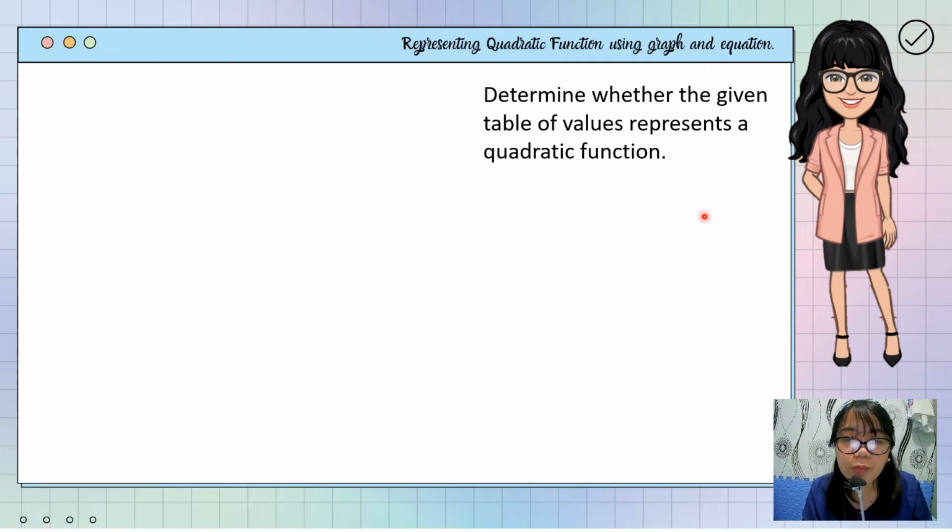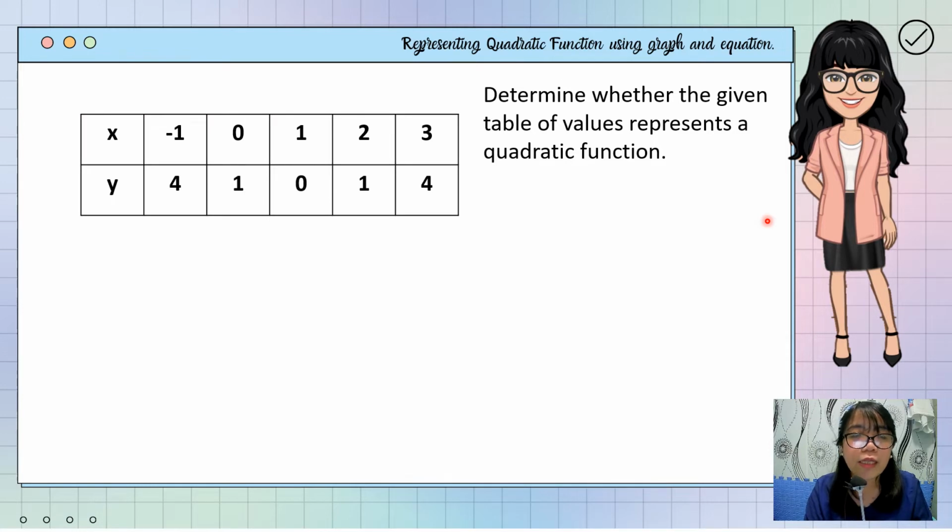Determine whether the given table of values represents a quadratic function. Now, how do we determine whether a particular table of values represents a quadratic function? Take a look at the previous table of values that we have. We obtained the values of y by substituting these values of x into our quadratic function, so we are assured that this table is a representation of a quadratic function. But let us check. What if you are only given a table of values? How do you know that it is indeed a representation of a quadratic function?